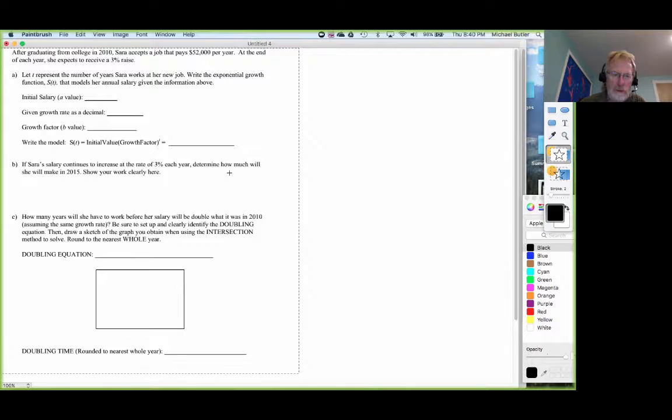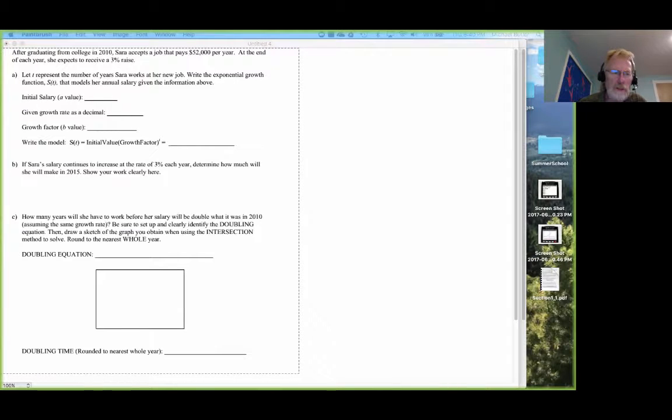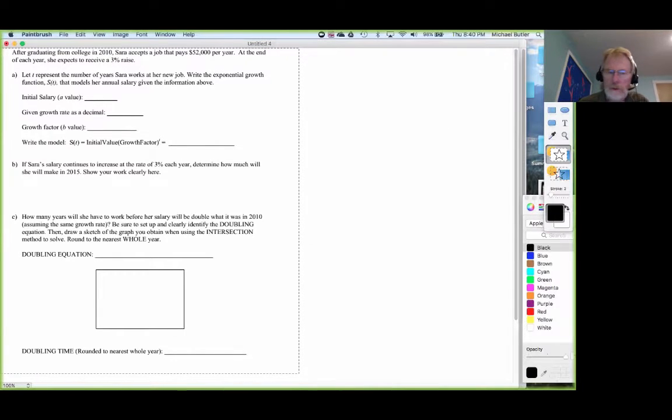So, all right. After graduating from college in 2010, Sarah accepts a job that pays $52,000 per year. At the end of each year, she expects to receive a 3% raise. Let T represent the number of years Sarah works at the new job. Write the exponential function S of T that models the annual salary given the information above.